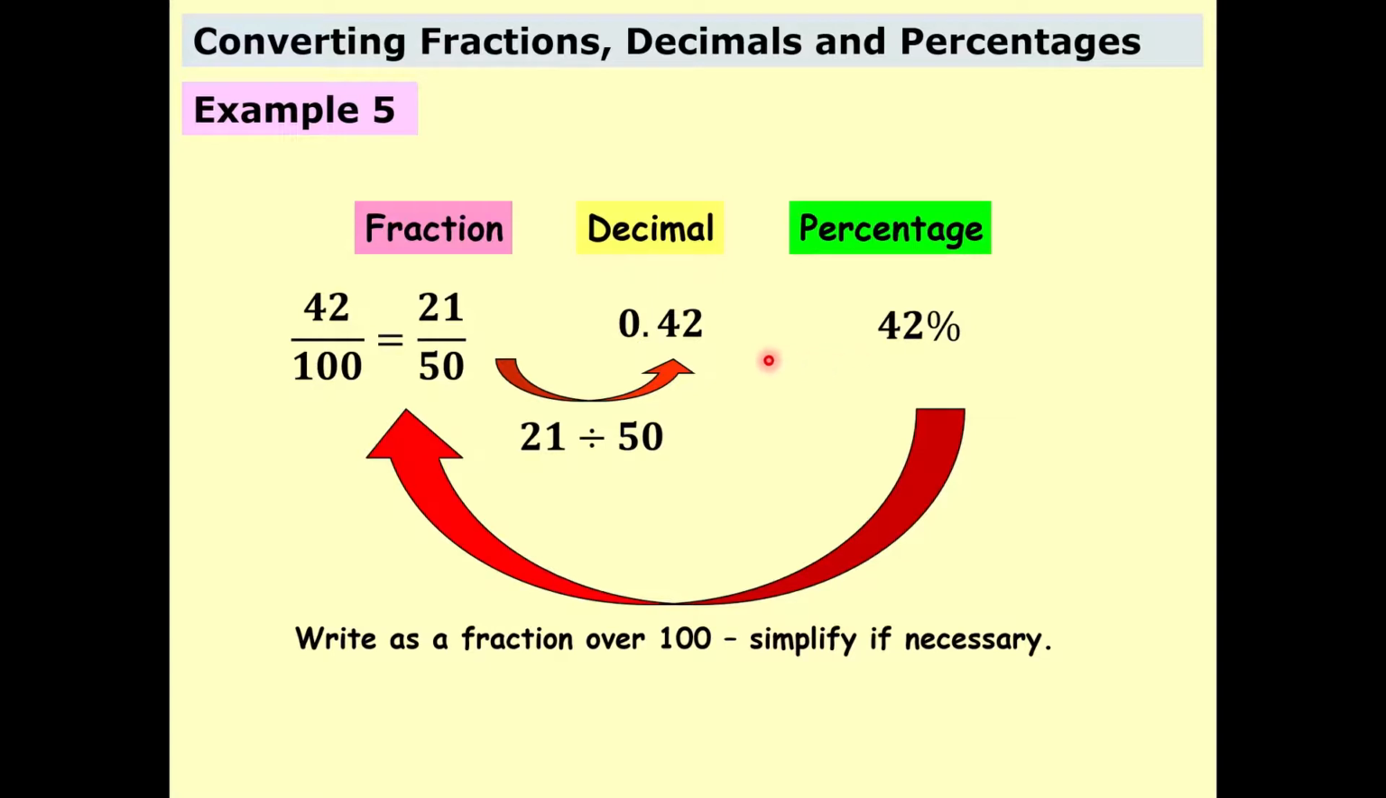Or to go from a decimal to a percentage, we multiply by 100. So how do you think we go from a percentage to a decimal, which is backwards? Well, if we're multiplying by 100 to get our percentage, to go from a percentage to a decimal, you can divide by 100. So 42 divided by 100 gives us 0.42, or you could have gone from the fraction, doing your division.